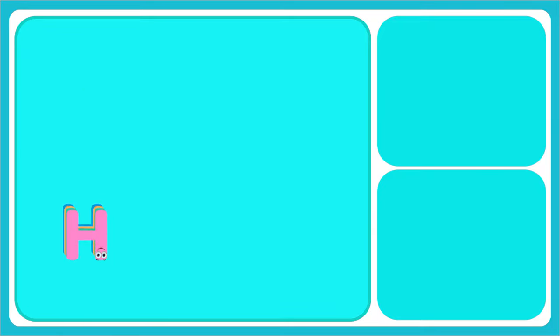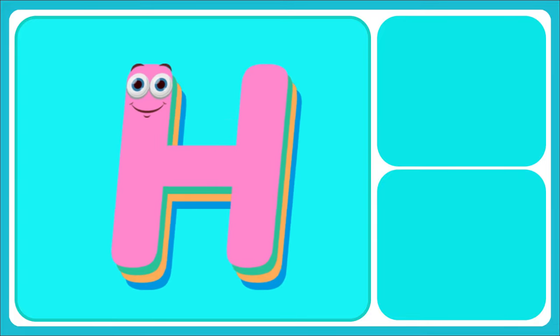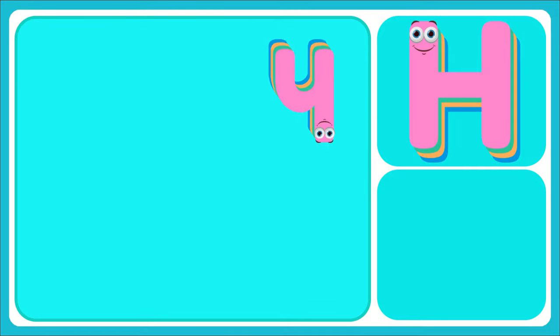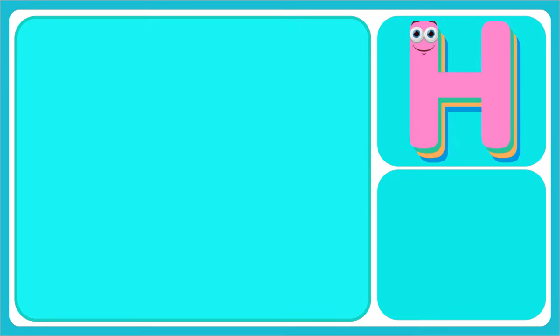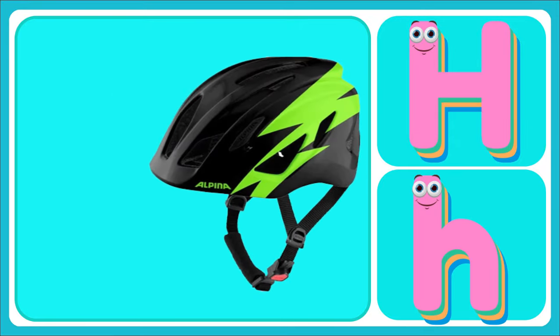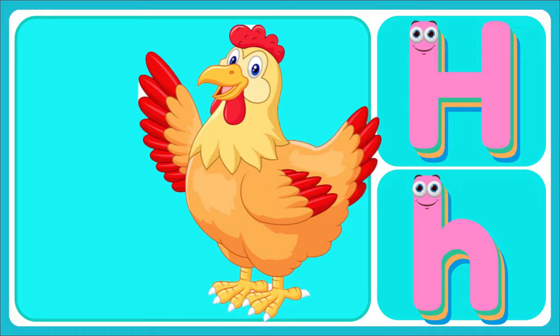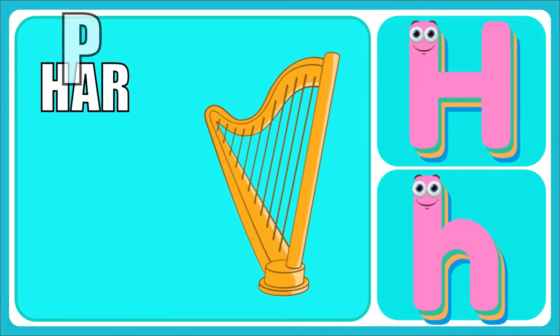Today we will learn alphabets and their sounds. Have you ever seen the letter H? Hi, I am letter H. And my sound is ha, ha, ha. And the words that start with me are helmet, ha, ha, helmet. Hen, ha, ha, hen. Harp, ha, ha, harp.